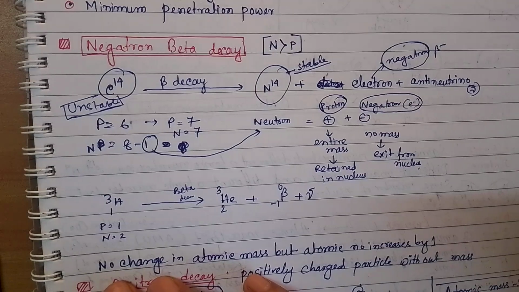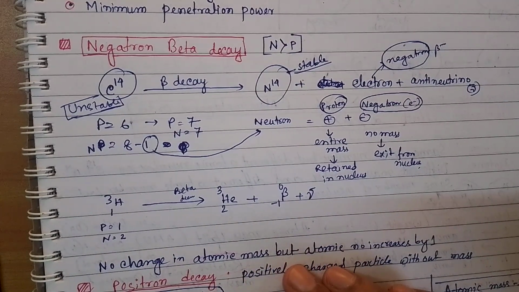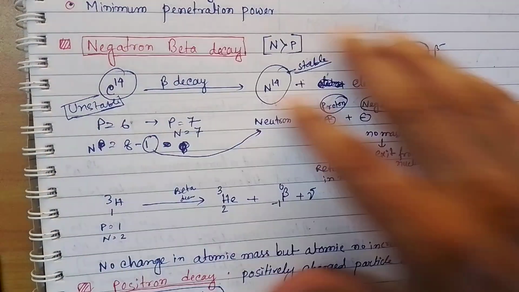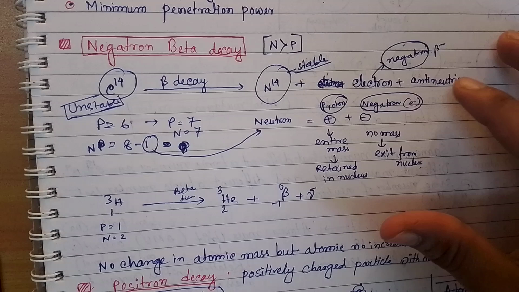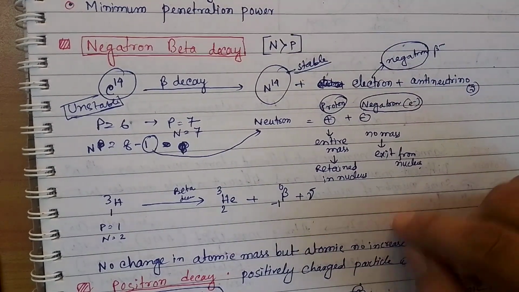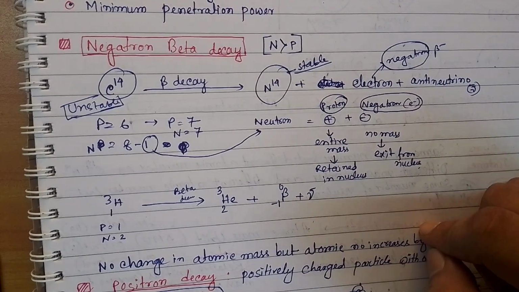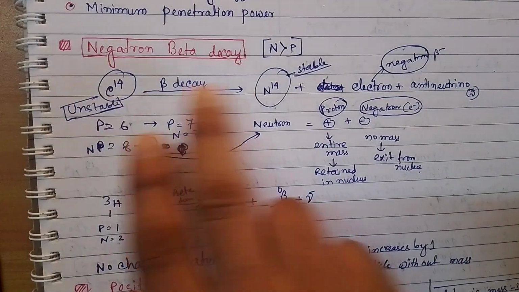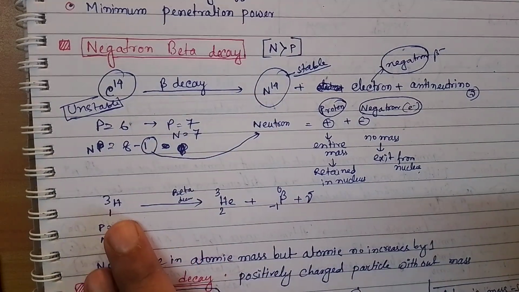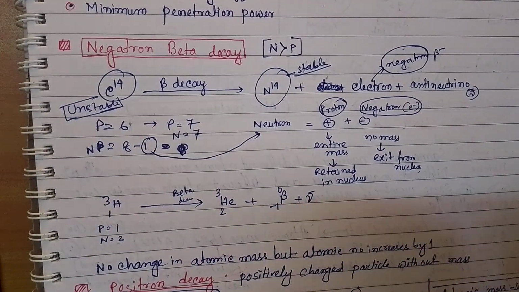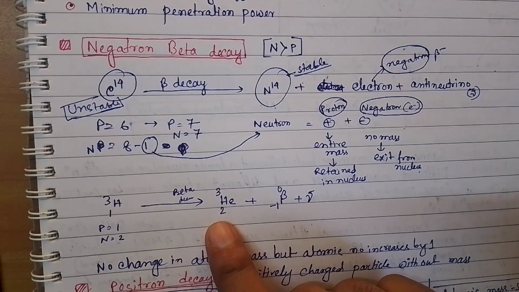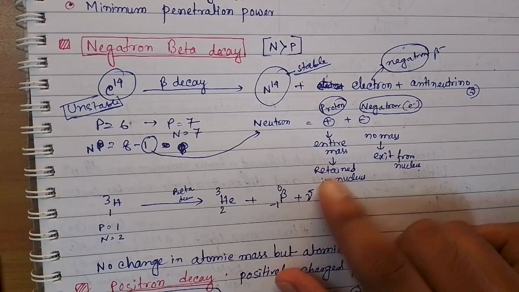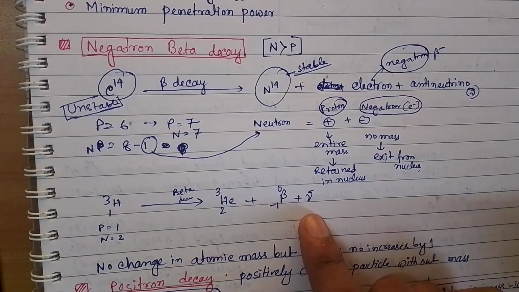So in that case there is no change in the atomic mass, but the atomic number is increased by 1. For exam purposes, you just add one to the atomic number, making the element the next element. It's like carbon to nitrogen, and hydrogen to helium. You add one positive charge, and one will be the negatron and one will be the antineutrino.